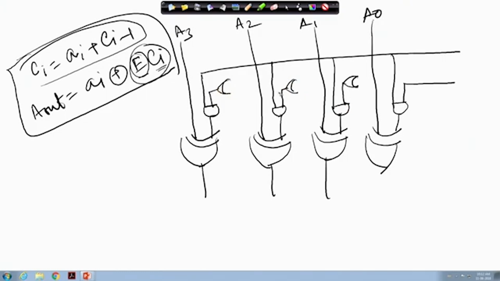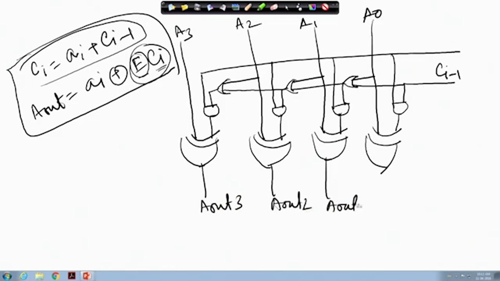Okay. So, now one of the inputs of this is this and another input of this is this. So, here this to this, that means the previous input along with the previous carry. So, here these things and this is the carry. So, this is the C I minus 1, okay. And this is A out 3, this is A out 2, this is A out 1 and this one is A out 0. Now, consider what was my functionality.